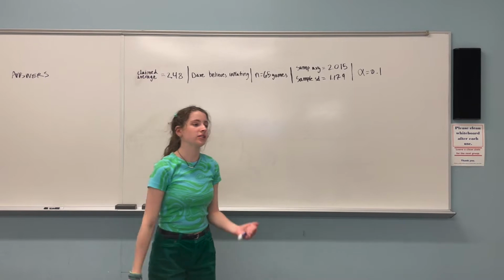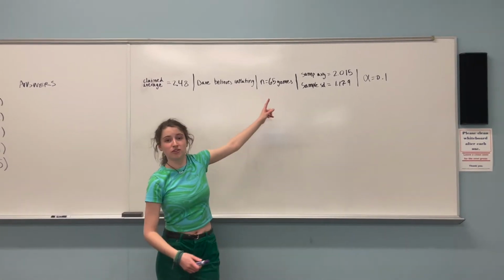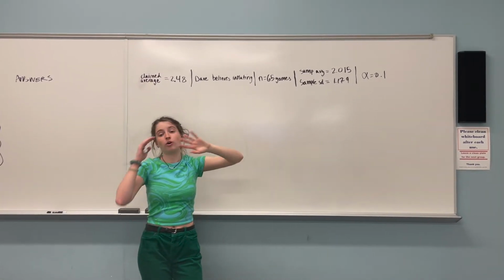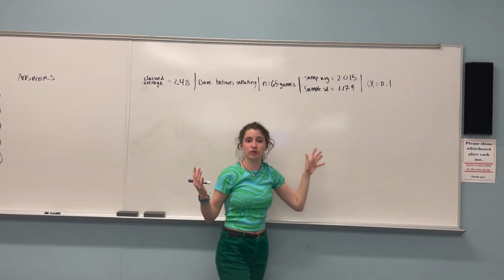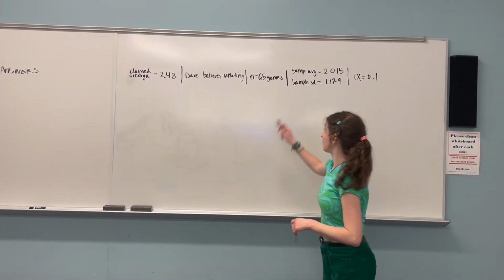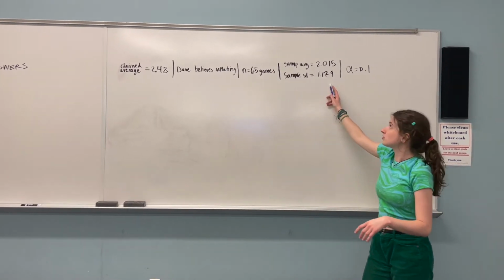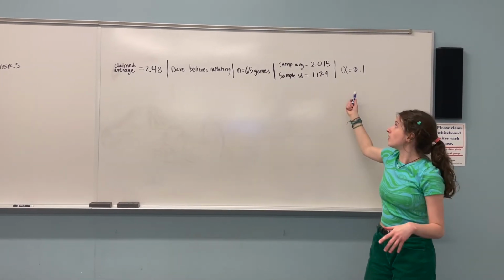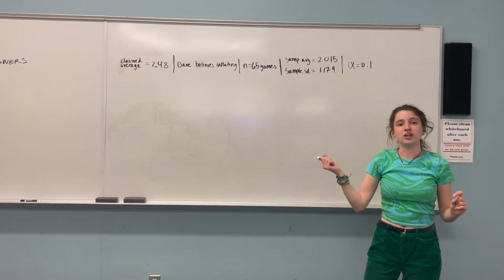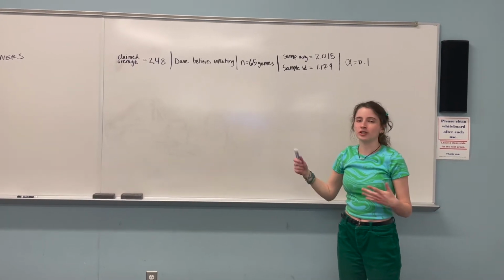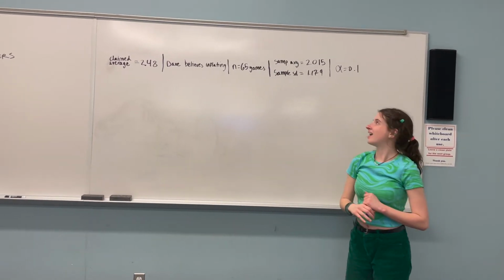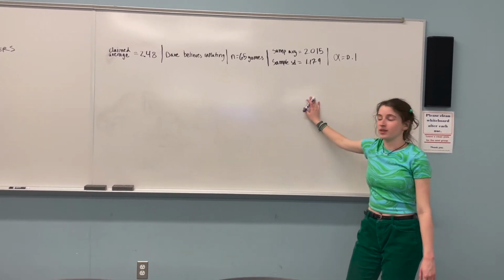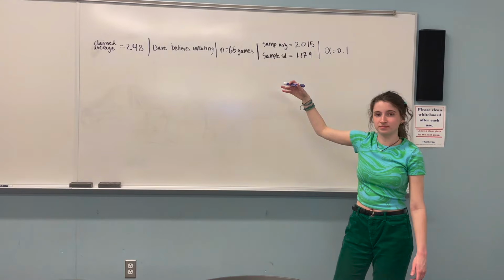So he goes on and he conducts a study. He takes 65 games, a sample of 65 games, all the ones that Aaron Rodgers had played, and he calculates the average number of touchdowns per game out of those 65 games. And his results are 2.015 average touchdowns per game. Or he averages 2.015 touchdowns per game. And he gets a standard deviation of 1.179.